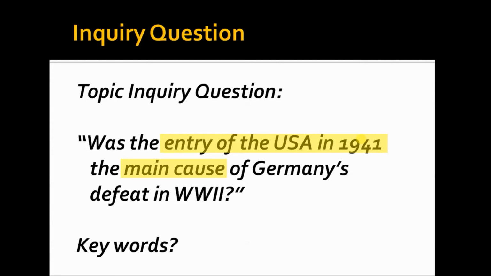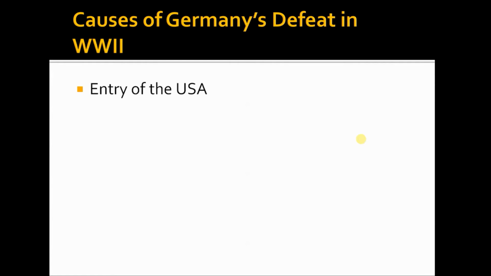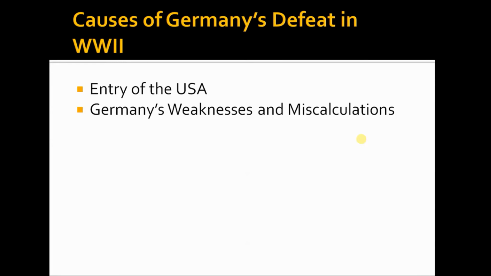In other words, there are other causes as well. What are some of these other causes? Okay, basically, of course, the given reason of this inquiry question is the entry of the USA into the war. On top of that, we have Germany's weaknesses and miscalculations, as well as resistance by other allies apart from the USA, which we will talk more about in a future lesson. Okay, today's lesson is in particular on the entry of the USA.